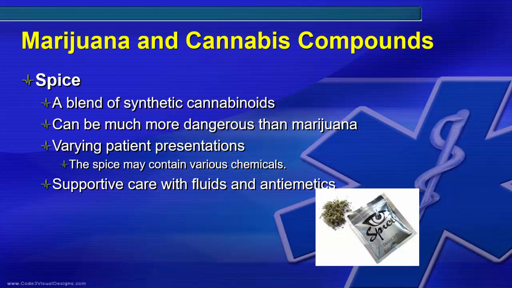Adverse effects of spice include psychosis, hallucinations, tachycardia, vomiting, renal conditions, and seizures. As with synthetic cathinones, it can be challenging to obtain a good assessment and form a treatment plan for someone who has used spice. Various chemicals may have been used in the spice. Patient presentations may vary. Supportive care with fluids and antiemetics is often appropriate. If the patient is experiencing a seizure, then benzodiazepines are the medication of choice.